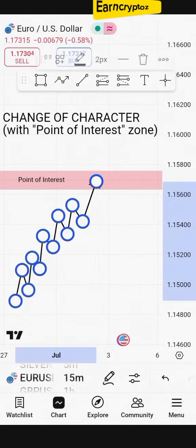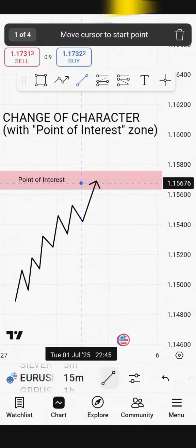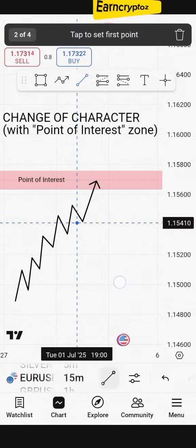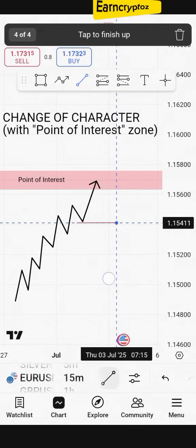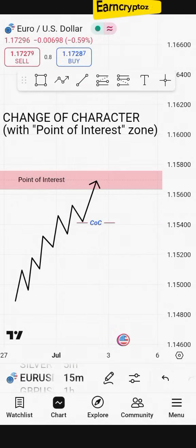As you can see, this is an impulsive move, and usually when you have an impulsive move, the last valid pullback is the inducement. But in this case, it is not inducement, it is change of character. So this is where we wait to see if price will come back.